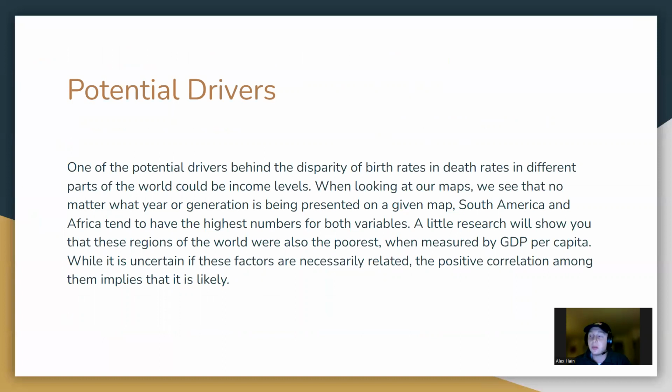And so yeah, some potential drivers behind this, there's clearly a continental disparity of the birth rates and the death rates, and that could be driven by income levels. And so if we look at our maps again, we can see that no matter what year or generation is being presented, South America and Africa tend to have the highest numbers for both of those variables. And just a little bit of quick research will show you that these regions of the world also are the poorest regions of the world.